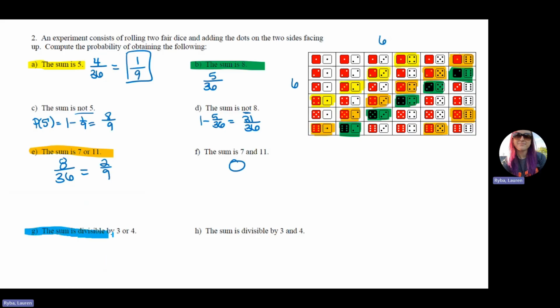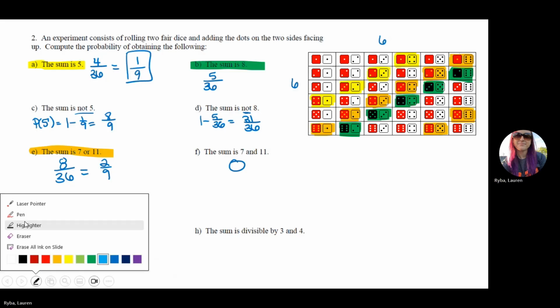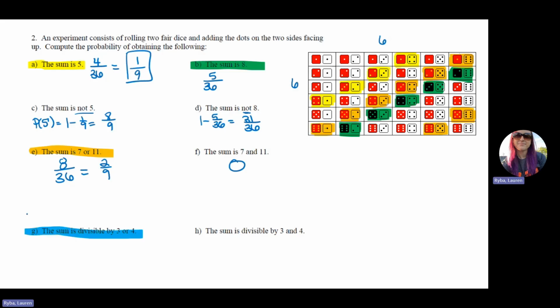Next one says the sum is divisible by 3 or 4. So before I go and start highlighting here, what numbers can I divide by 3? What numbers can I divide by 4 that are going to be sums? Let's see, our lowest sum is 2, our highest sum is 12. So what numbers between 2 and 12 can you either divide by 3 or 4?